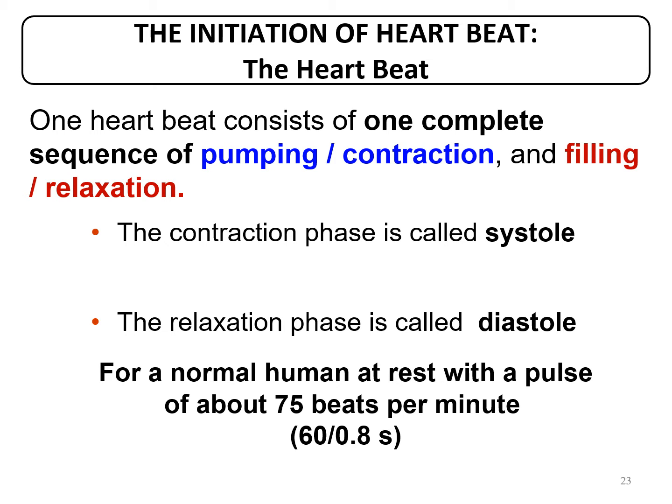Let's look at the initiation of heartbeat. One heartbeat consists of one complete sequence of pumping, which involves contraction of the heart muscle, while filling is when the blood fills in the chamber of the heart. It is done during relaxation of the muscle. The contraction phase is called systole, while the relaxation phase is called diastole. A normal human at rest has a pulse of about 75 beats per minute.